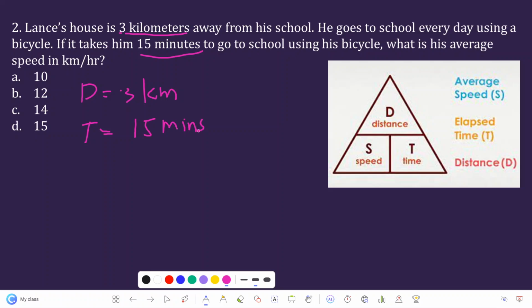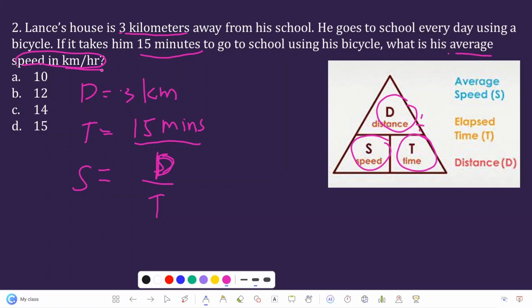And you are being asked of the average speed in kilometers per hour. Okay, so average speed is S. So S is equal to distance divided by time. So here, D over time. Now, can you directly substitute? Hindi pa muna because the given is in minutes and the question looks for speed in kilometers per hour.